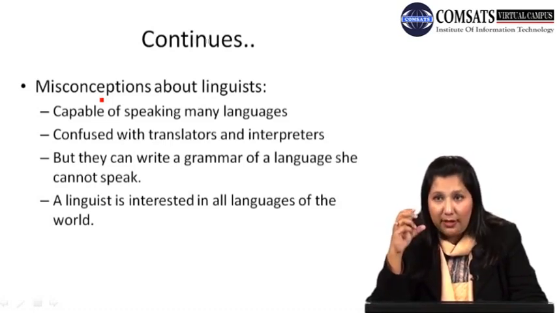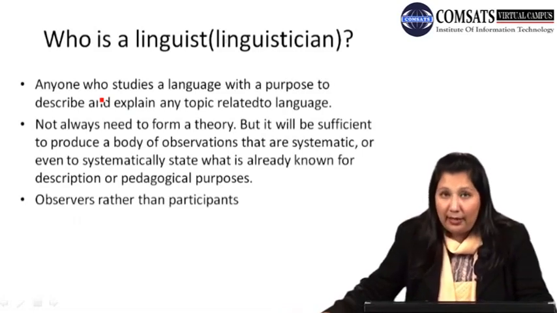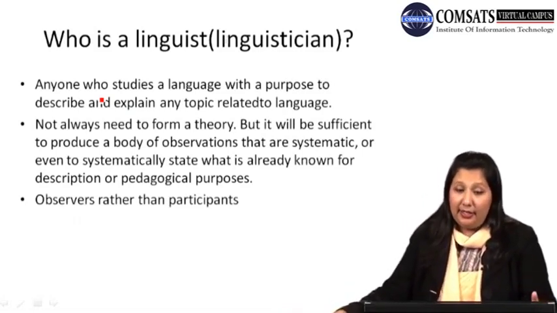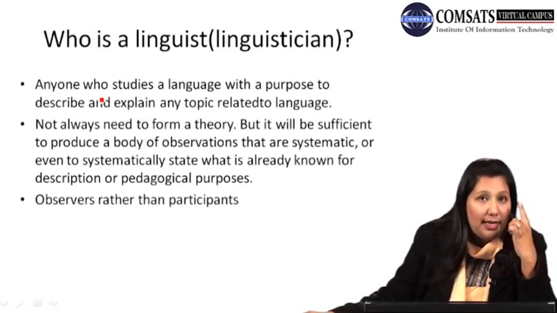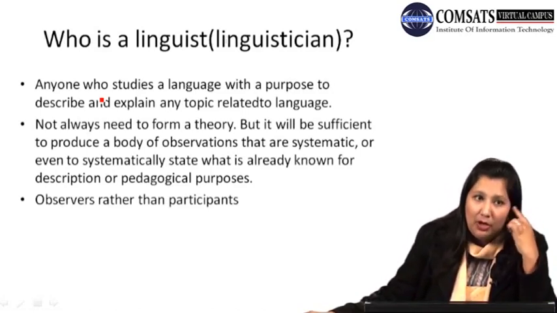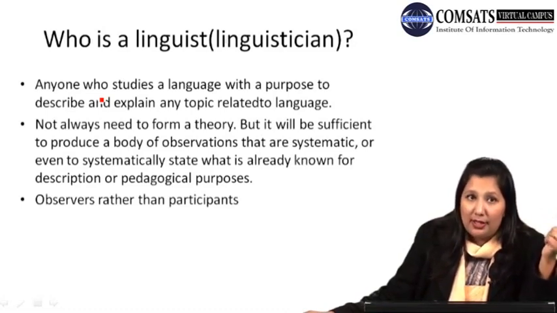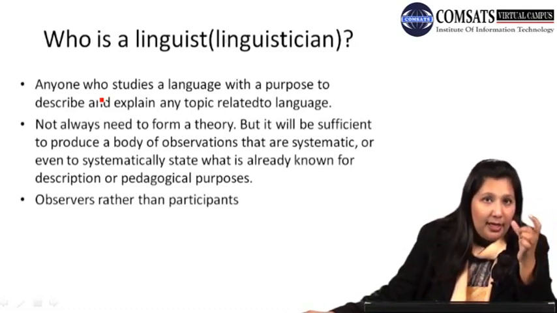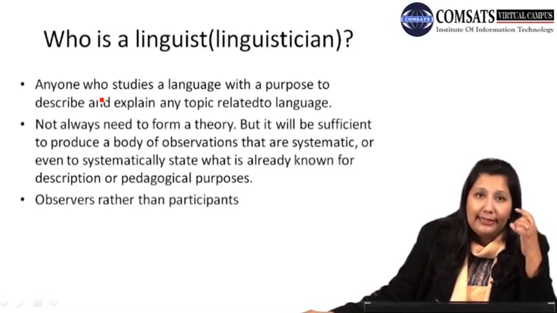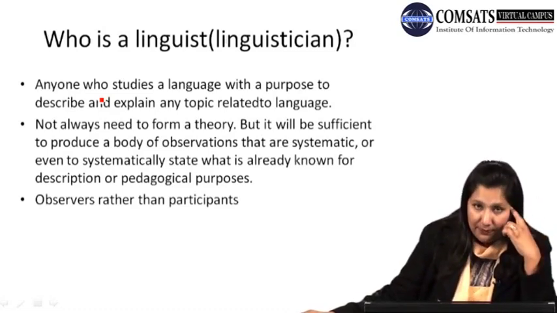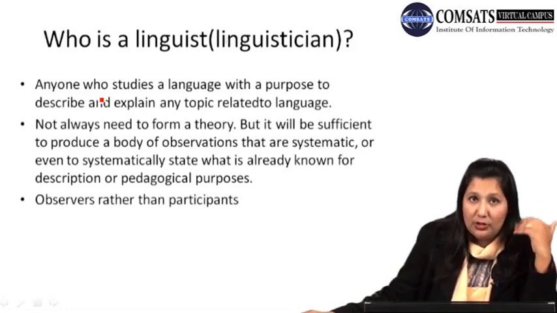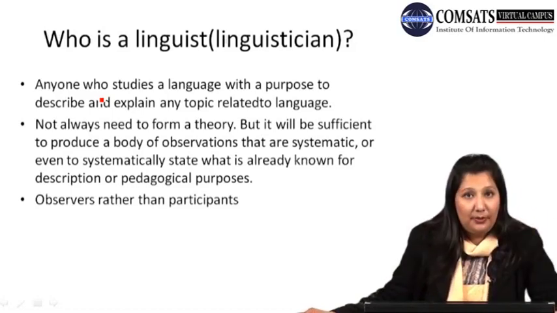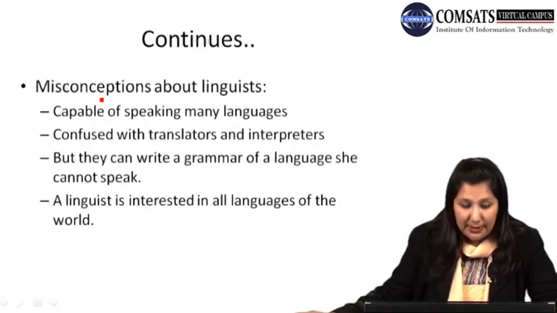Let's go back to the slide so that you can have a clearer idea. A linguist is anyone who studies a language, perhaps one language at a time, or perhaps more than one language. But the purpose is that he or she is studying, looking at in detail the analysis of the language, trying to explain and describe any topic that is related to the language. He is an observer, not a participant.